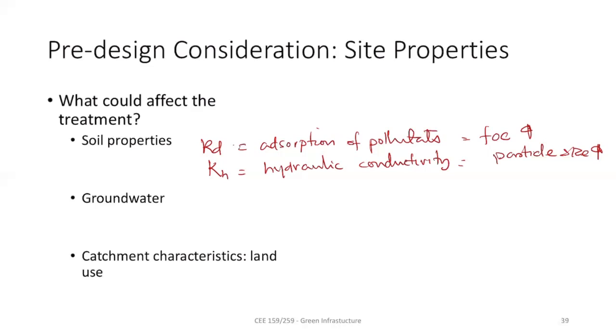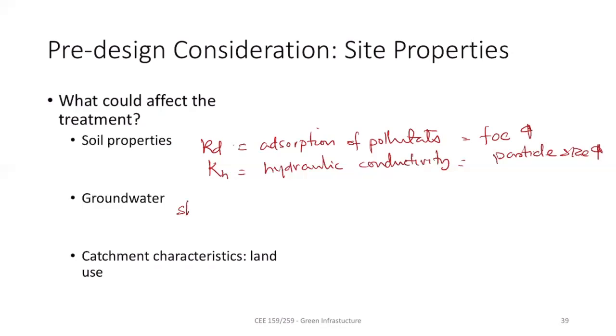Then the next thing, the second thing about site properties, is related to how far the groundwater is from the biofiltration system. Because if it is shallow groundwater, that means there is an increased risk of contamination. So if that's the case, then you've got to have a liner because you don't want the groundwater to be polluted. So in most cases, if groundwater is very close to the surface, then you should not have an infiltration system there because you will end up contaminating groundwater.